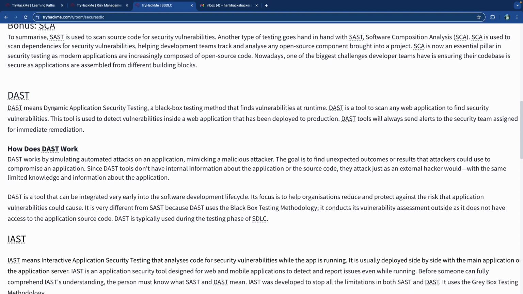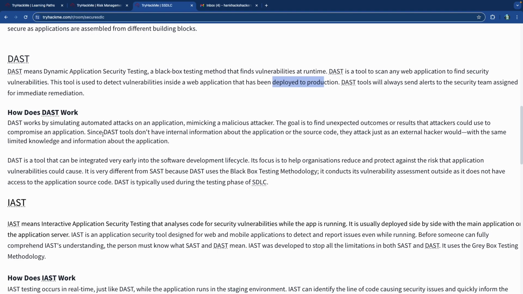Then we have dynamic application security testing, which is a black box testing method that finds vulnerabilities during runtime, and a tool to scan any web application to find security vulnerabilities, and it's used to detect vulnerabilities inside the application that has been deployed to production. So it's after it's actually been released and deployed and compiled, right? So DAST tools will always send alerts to the security team assigned for immediate remediation.